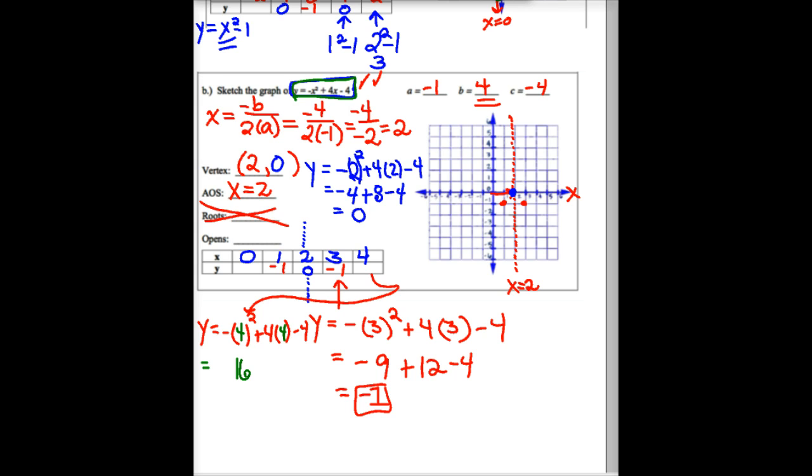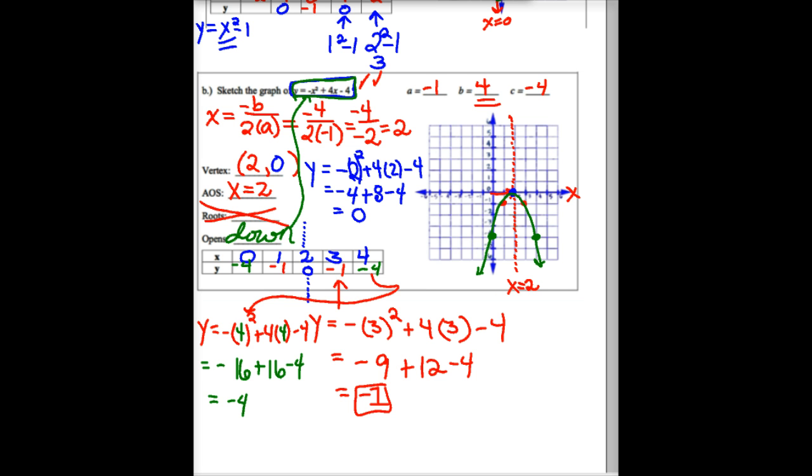4 times 4 is 16, and there's a negative out front, plus 4 times 4 is 16, minus 4. So I end up with a negative 4 when I add that up. So I've got 4, negative 4, and then I get to steal one over here. So I've got 4, negative 4, and 0, negative 4. I'm going to go up and down, and you'll notice that it's opening down and understand why. It's because it's leading in that negative.